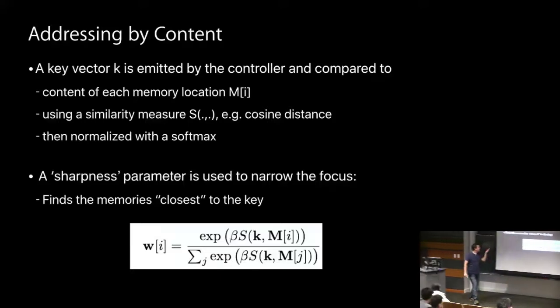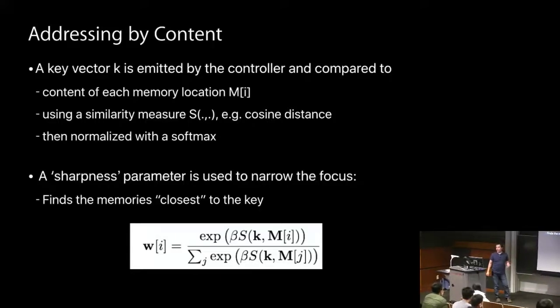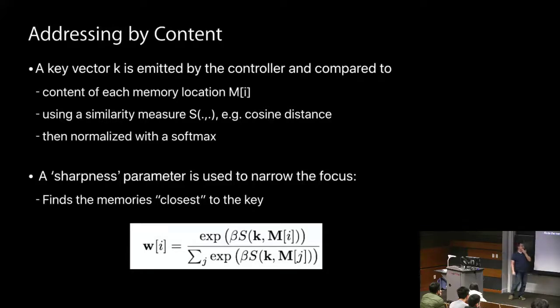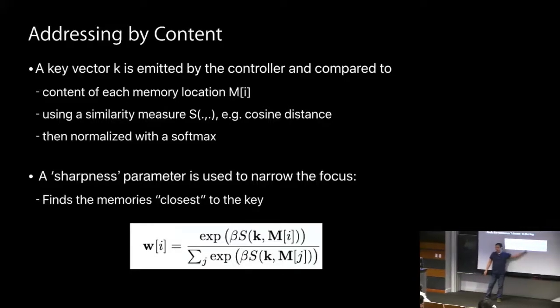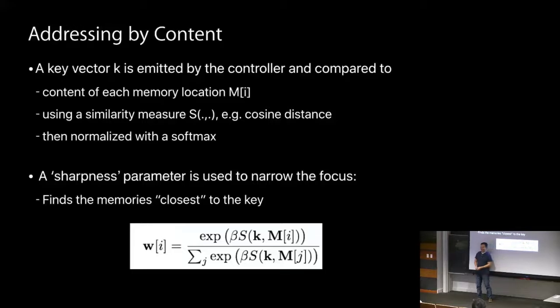And then there is also typically a parameter, sharpness, beta. You can think of it as a temperature that tells you how focused you want to be versus how spread out you want to be, right? Do you want to concentrate on just a few cell locations, or do you want to spread it out? And here you should note that this is where the expensive piece comes from, because you have to sum over all memory locations, right?